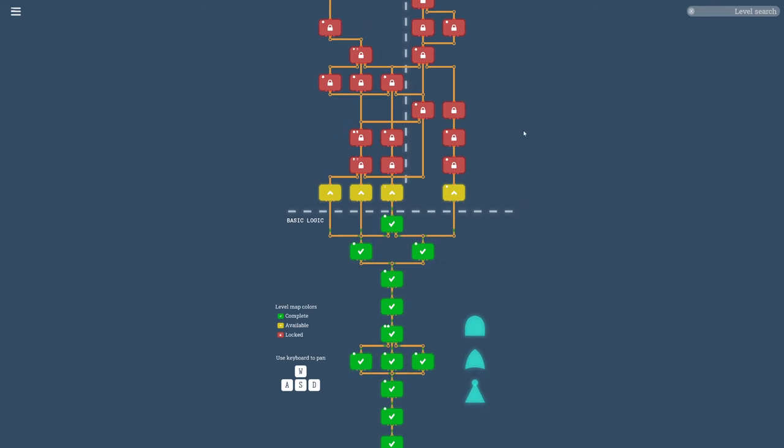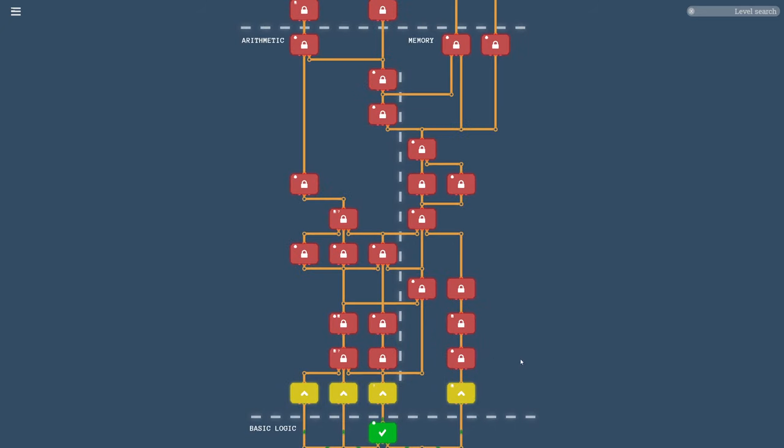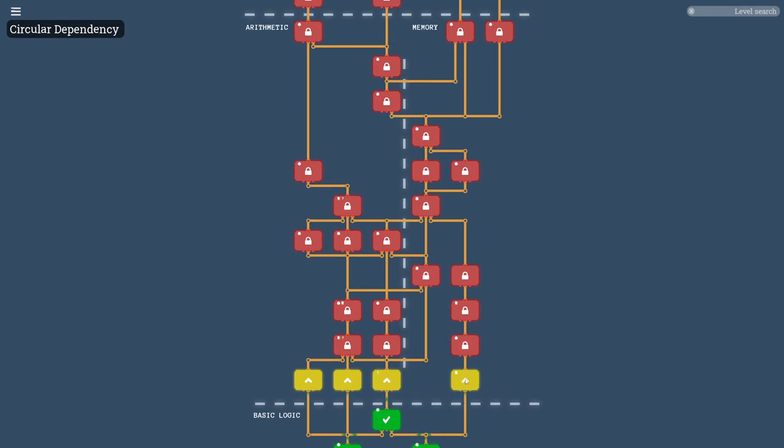All right, so we have now made it into the arithmetic and memory section. So let's take a look. I'm going to start on the right here with circular dependency. Let's look at this.